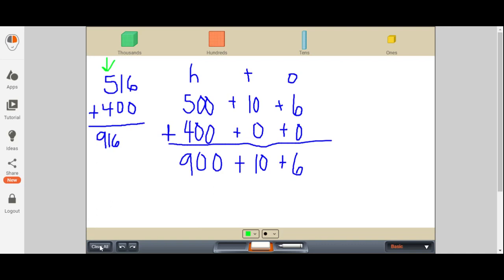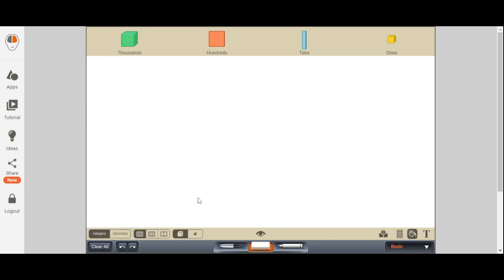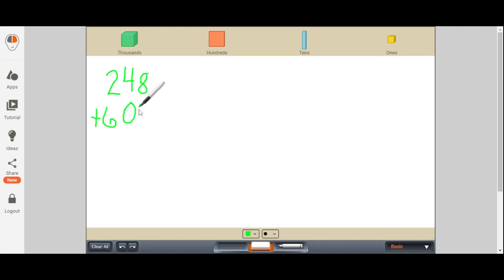So let's go ahead. I'm going to clear this and start with a new problem. So this problem will be, again, I need to pick up my pen. Okay, here we are. 248 plus 600. Okay, so we're going to do both strategies.